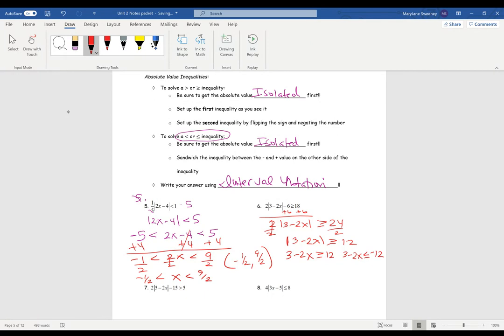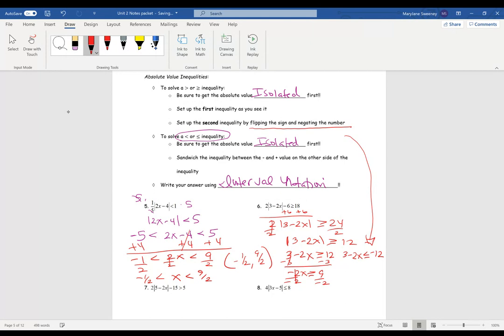So that's what they're talking about. Flip the sign and negate the number. That's what I'm talking about right there. We flipped the inequality sign. We negated the number on the right of the equation. So now you just solve these each individually. Okay, divide by negative 2.